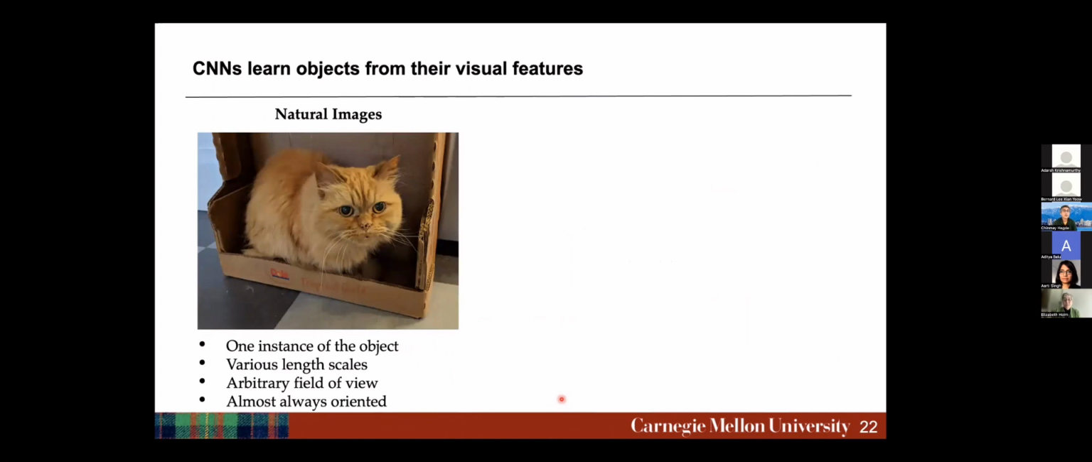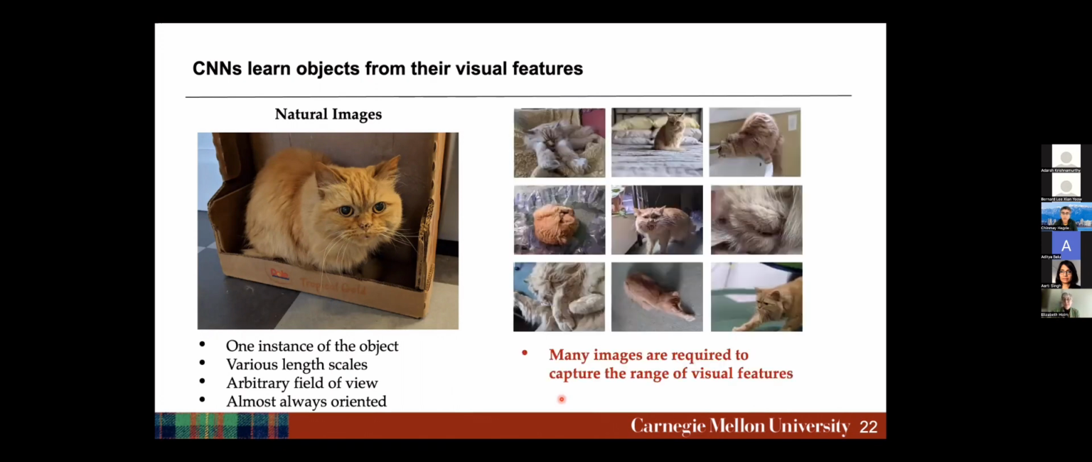Why? Well, I think there's a basic reality about microstructural images. For natural images, you tend to have one instance of the object, in this case, my cat. You have to have various length scales. There's arbitrary fields of view. It is almost always oriented by gravity, but the outcome is that you need many images of my cat in order to capture all the visual features that you need to identify my cat in an arbitrary image.